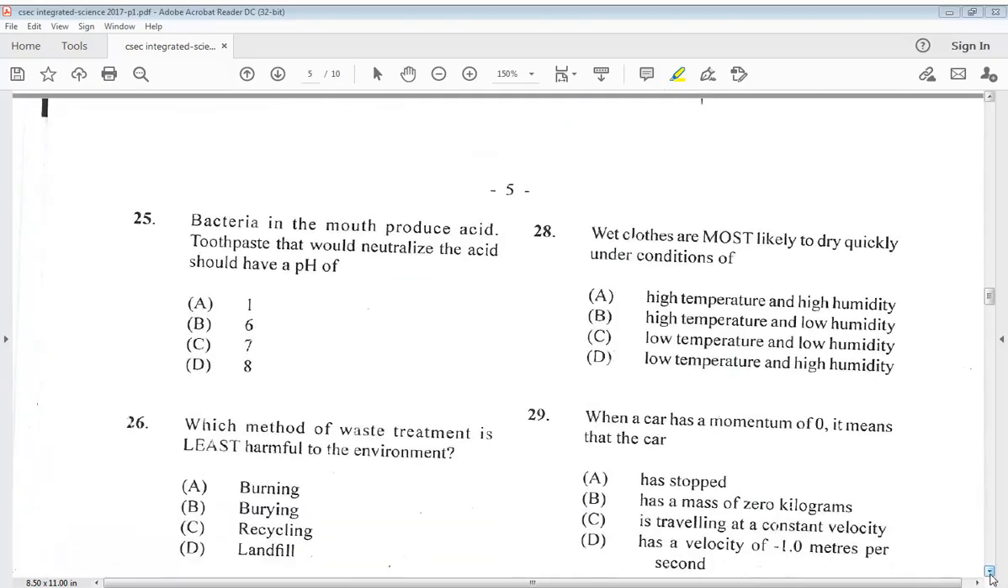25. Bacteria in the mouth produce acid. Toothpaste that would neutralize the acid should have a pH of A, 1, B, 6, C, 7, D, 8. We know it should have a pH of 8. D for 25.